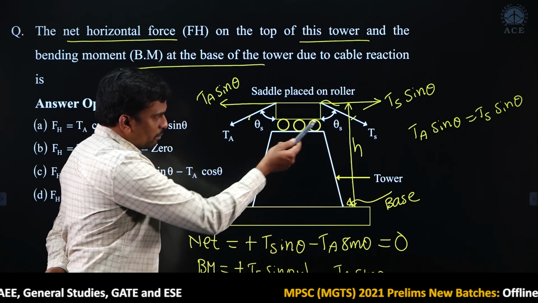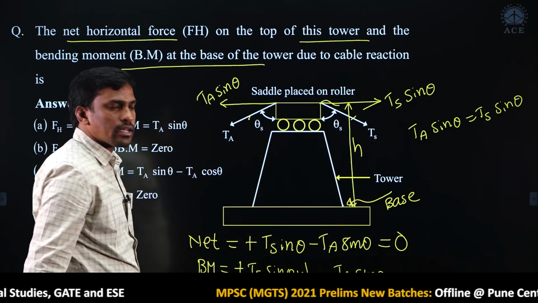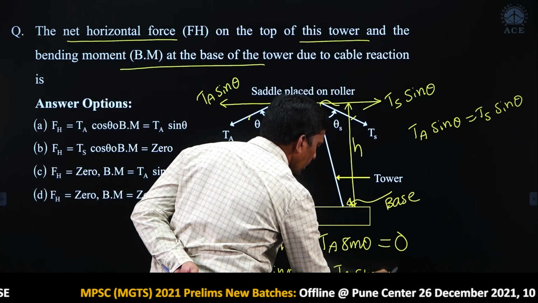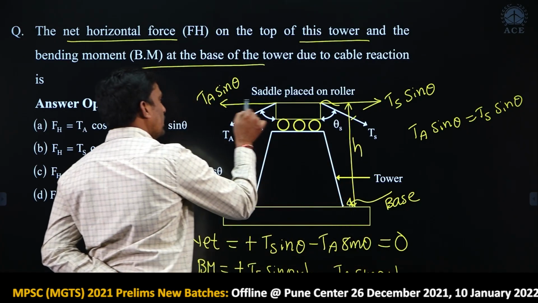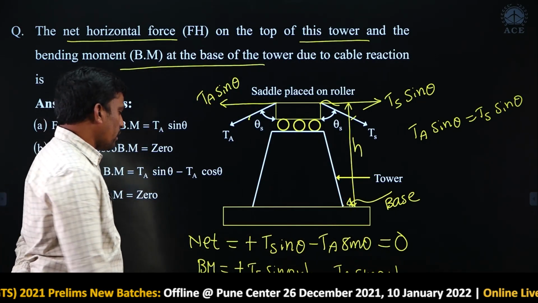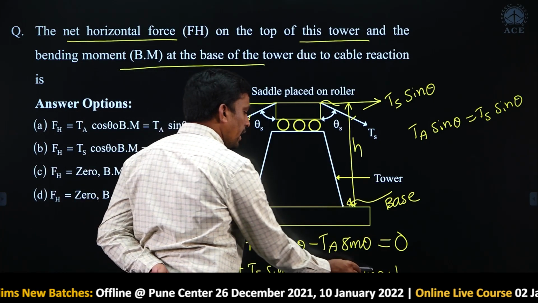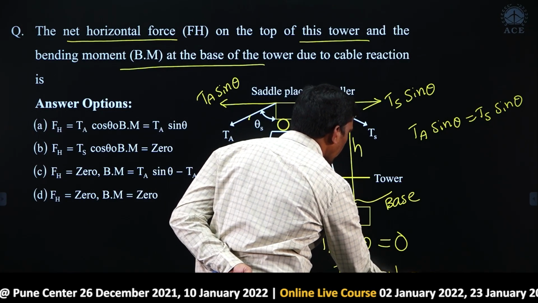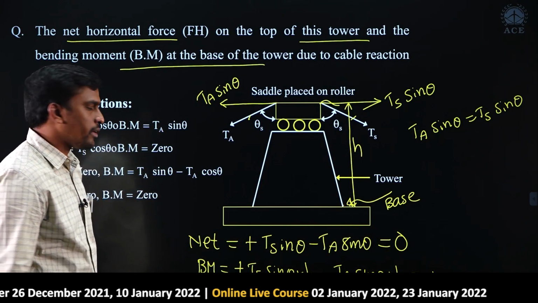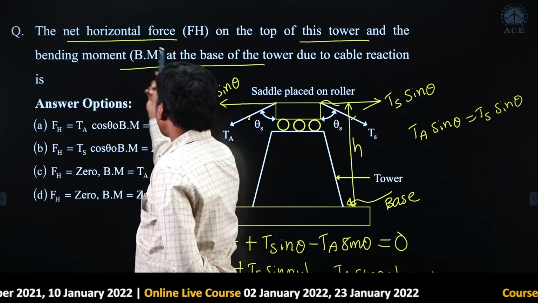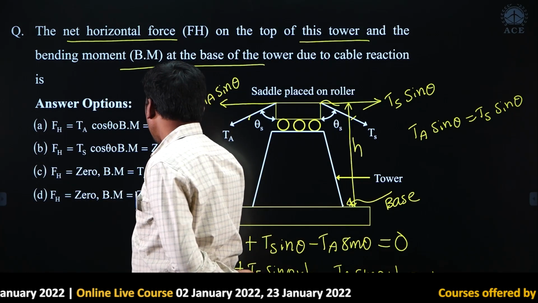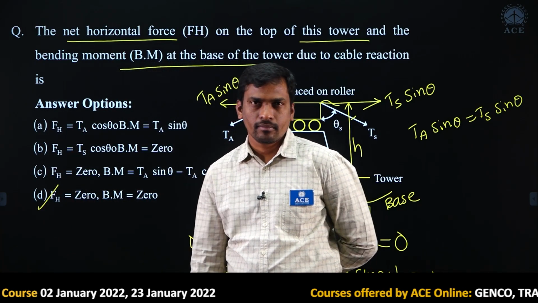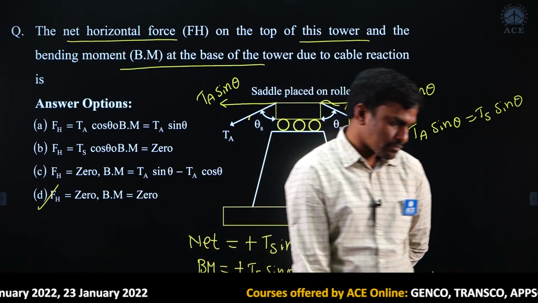For equilibrium condition TA sin theta equals TS sin theta, right. It means both values are the same, multiplied with H, force into perpendicular distance. Both values are same only, so what is the bending moment at the base? You will get 0 only. So here the net horizontal force FH is 0 and bending moment also 0. Then option D is correct, please note down.